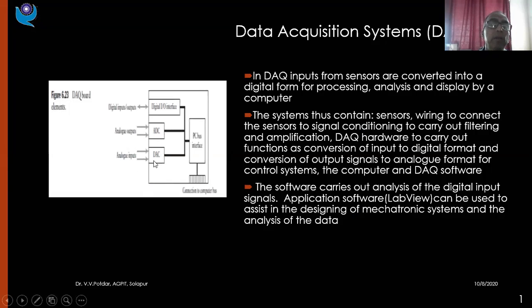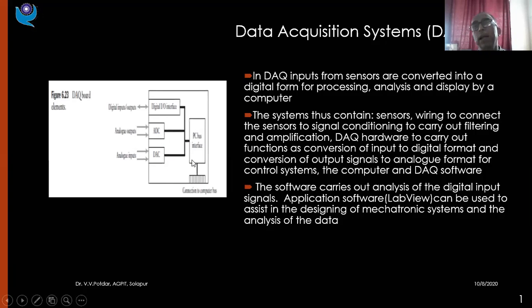Now analog inputs will be converted by using ADC into digital form. Then there is an interface for my desktop computer or personal computer. So I have a bus through which all these connections can be provided, either a serial bus or a connecting wire or connecting network, which will feed that data to the computer. So this will be a sort of DAQ board or DAQ card.